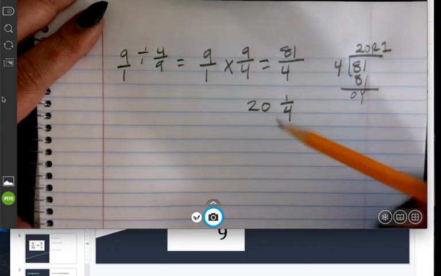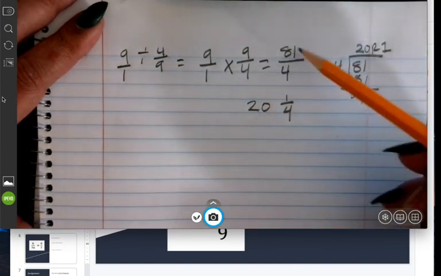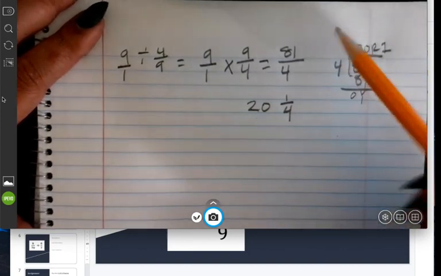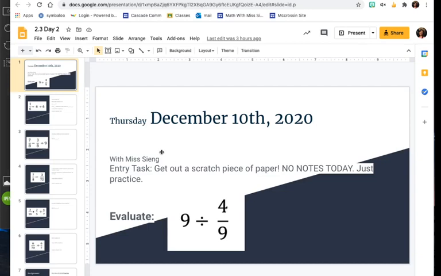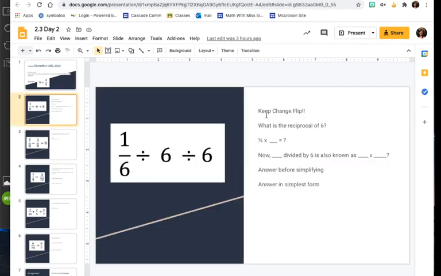And I can double check. 4 times 20 is 80. 80 plus 1 is 81. So 9 divided by 4/9 is 20 and 1/4. Fun. All right, we're going to just keep doing practice. So I'm also going to fill this out while we do it, right?